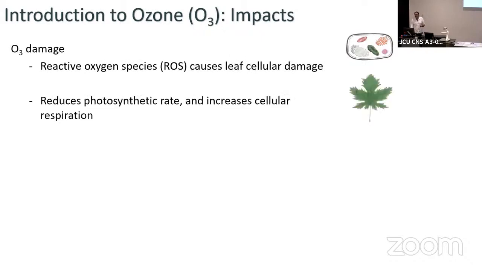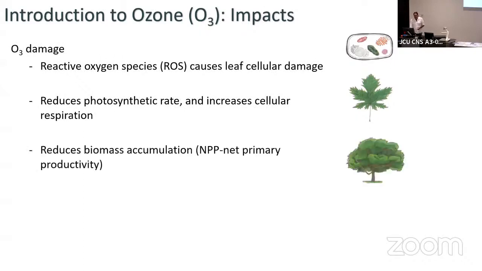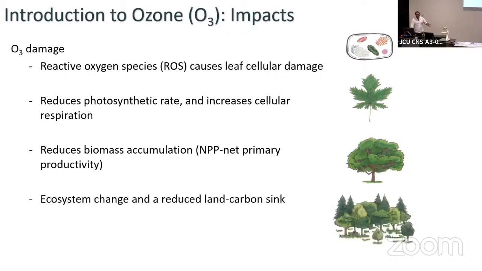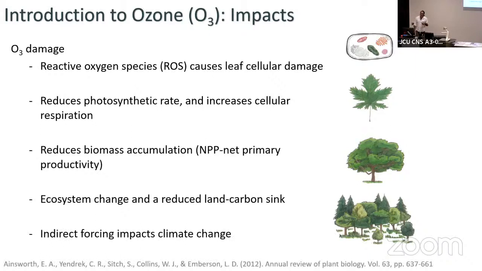And in doing so, it leads to both a reduced photosynthetic rate and an increase in maintenance respiration needed to basically replace all this damaged cellular machinery. Obviously, by modifying that ratio of photosynthesis to respiration, you lead to a reduction in total biomass accumulation or net primary productivity. And that has implications upon the ecosystem, even reducing the land carbon sink, which itself can lead to indirect mechanisms by where we're actually modifying the global carbon cycling, leading to further pronounced warming, which itself could lead to higher ozone due to high heat wave events.